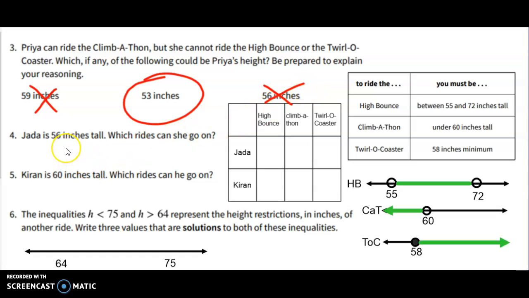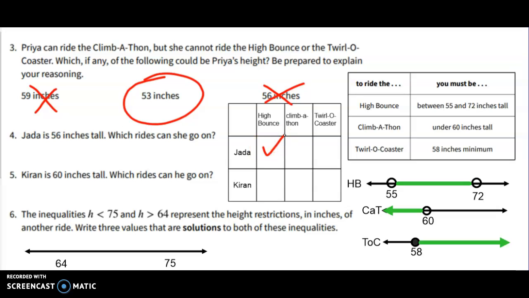Well, Jade is 56 inches tall. Which rides can she go on? Okay, pause the video and think. Which ones can she ride? Okay, so Jada, can she ride the high bounce at 56 inches tall? She could. It's in between 55 and 72.